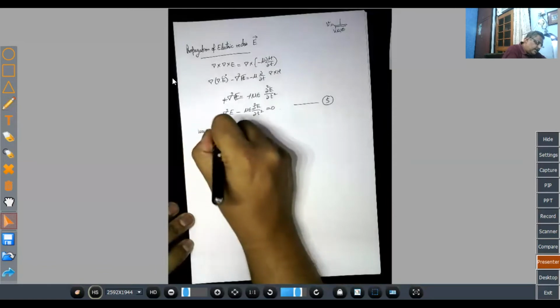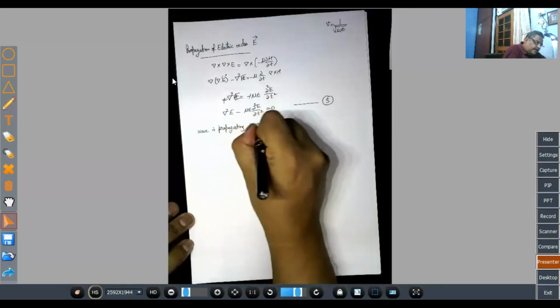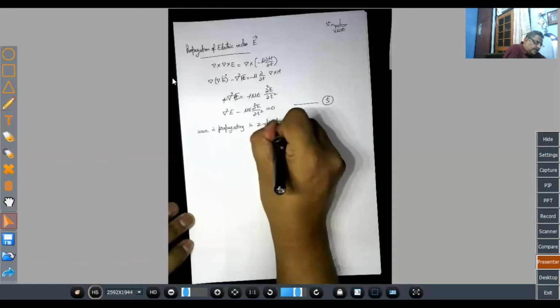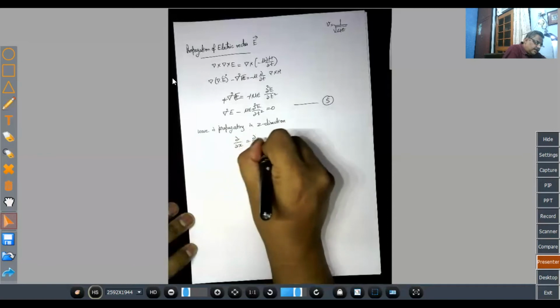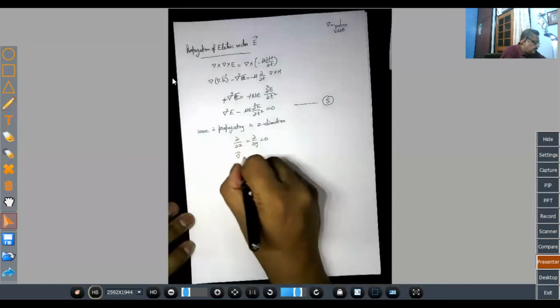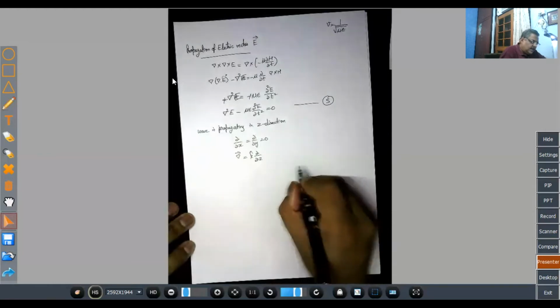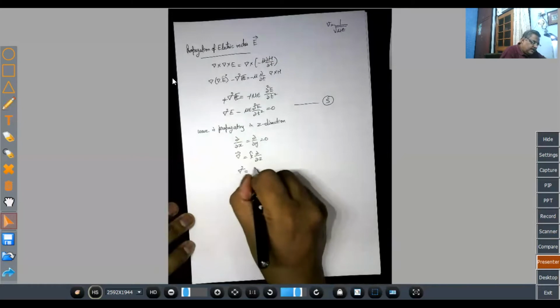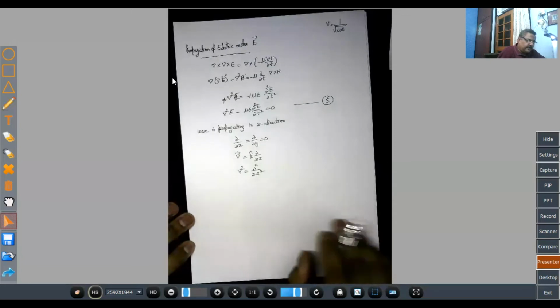Now we assume that the wave is propagating in z direction. Since it is propagating in z direction, then del by del y will be 0 and del will be del by del z only and del square will be del 2 by del z2. Now we apply this in equation 4 and 5.